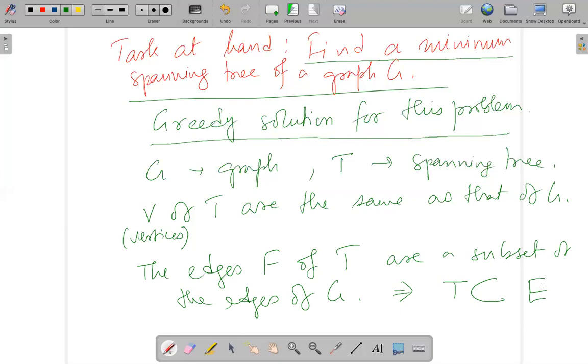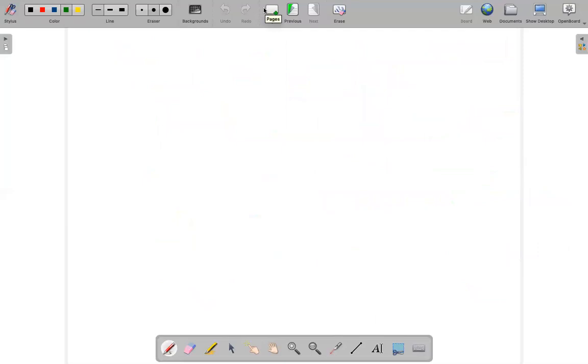And we will denote F is a subset of E. And we will denote the spanning tree T as V, comma F. So a very high level greedy algorithm for this particular problem can be written as follows.